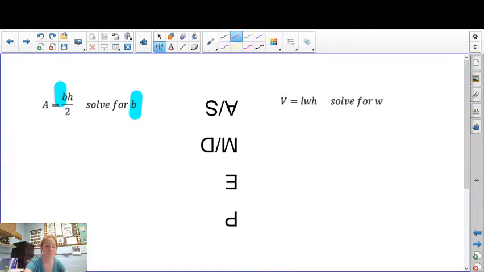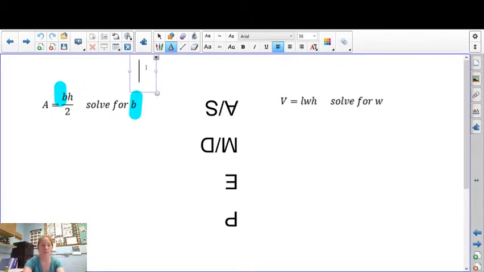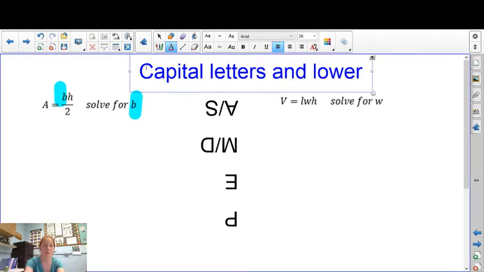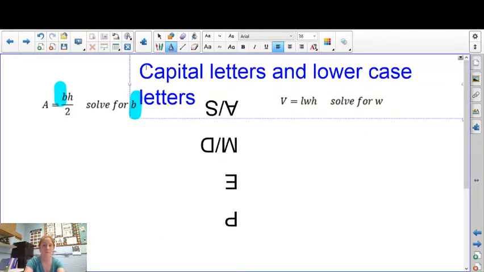Now, no, that must be a homework problem. Something I want to make note of because I believe it's in your homework. Capitals and lowercase are different.